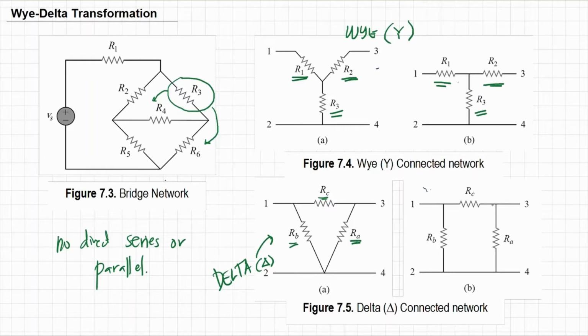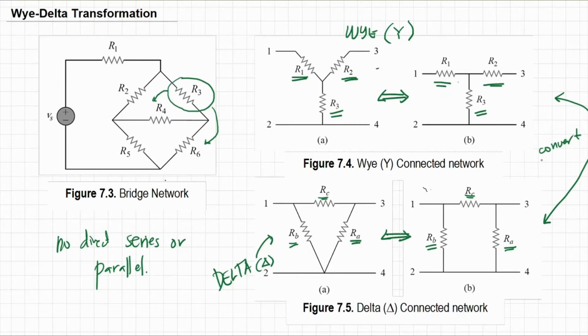In the bridge network, as our example, we can observe a connection of R2, R3, and R4, and R4, R5, and R6. So if we have all of this, how can we convert this? No? How can we simplify this? You should be able to convert one to the other in order for you to further your simplification. If you have a Y-connected network, you can convert that to a delta-connected network or vice versa. So kailan natin siya gagamitin? Well, it depends on the network that we're dealing with.